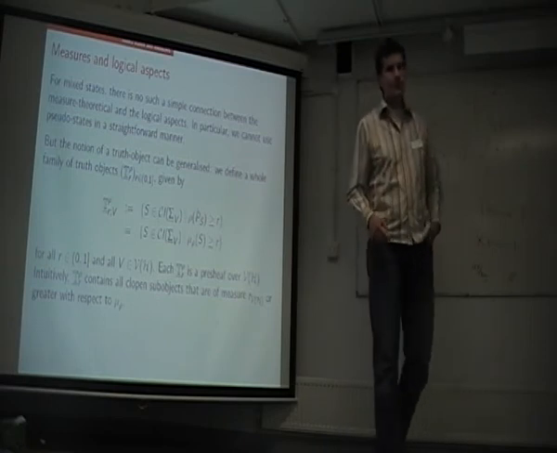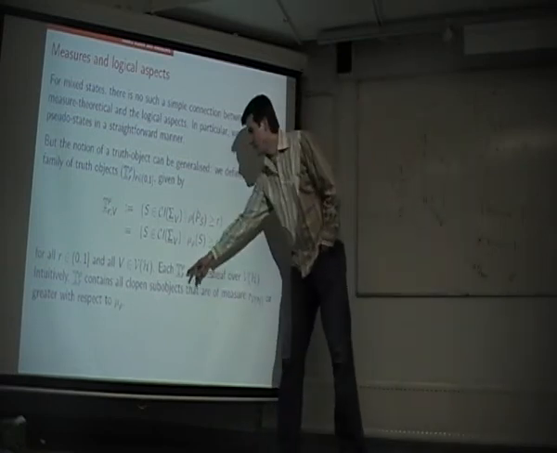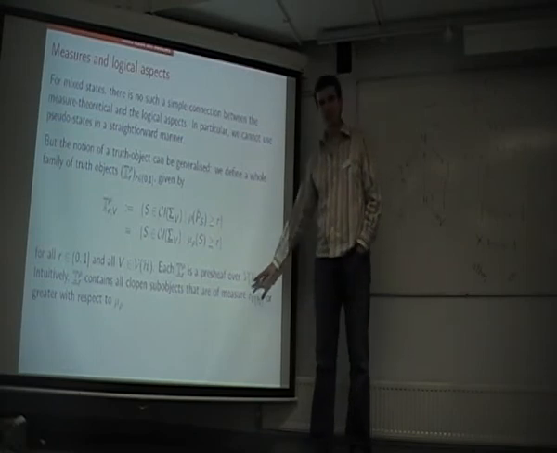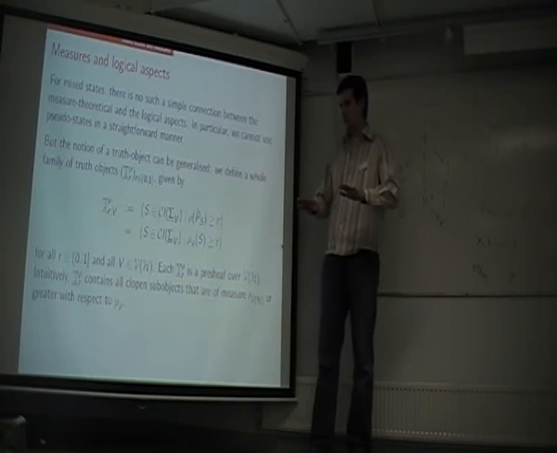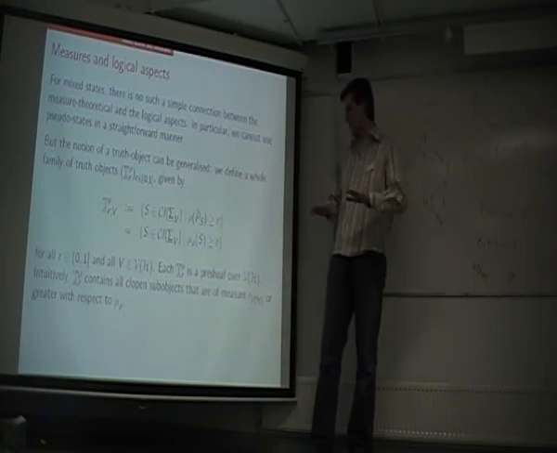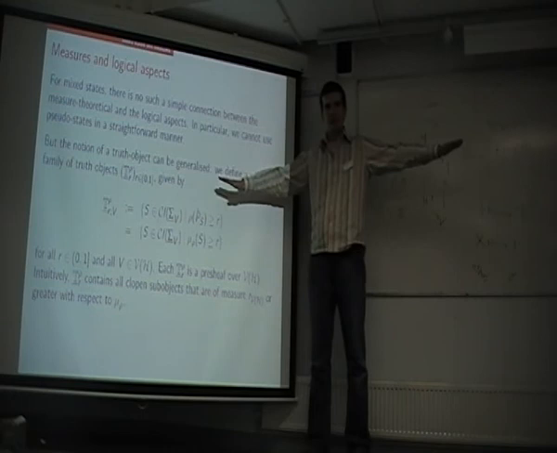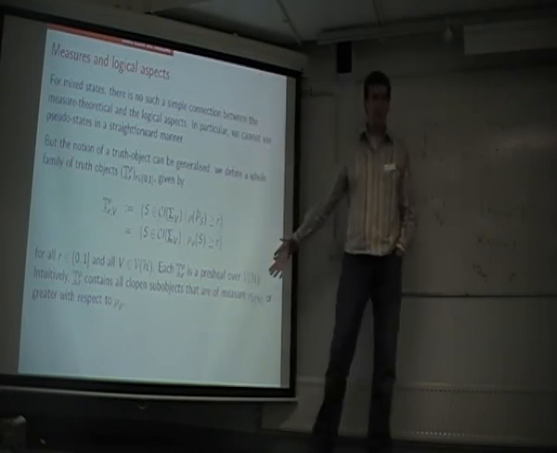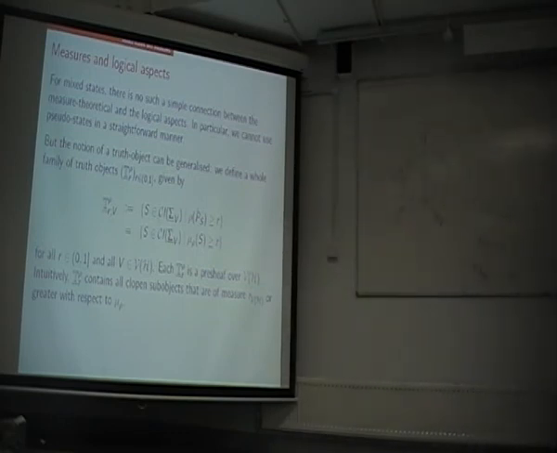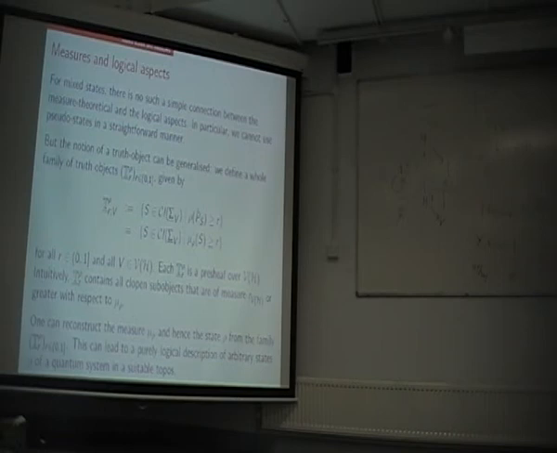And the intuitive idea is that each T_r is a pre-sheaf over the context category. So if you fix r, you get a pre-sheaf. And this pre-sheaf has as its global elements all closed subobjects that are of measure constantly r or greater. Obviously every state rho gives you such a family, and one can show that you can get back to the state from such a family. This may lead the way to a purely logical description of arbitrary states if we do this in a suitable topos.